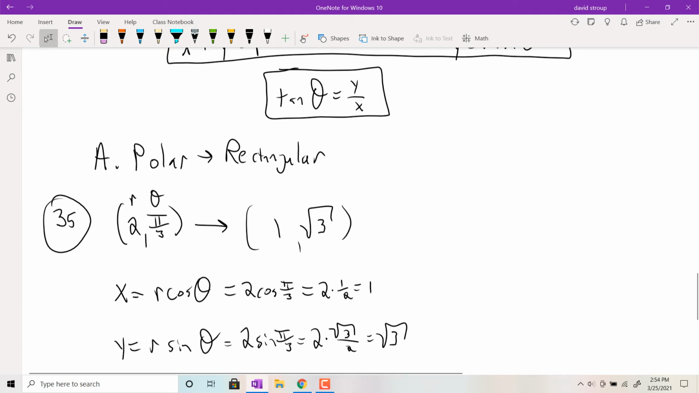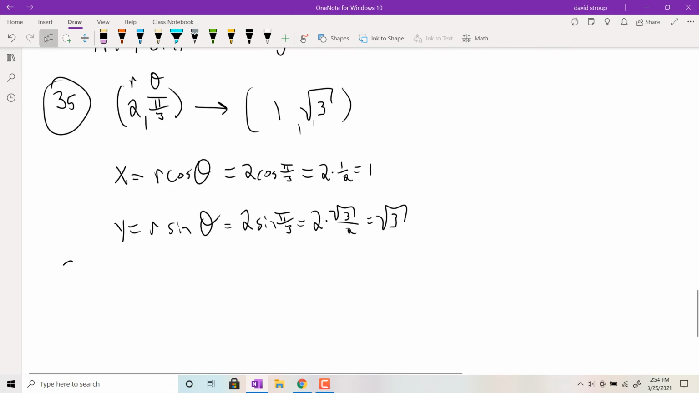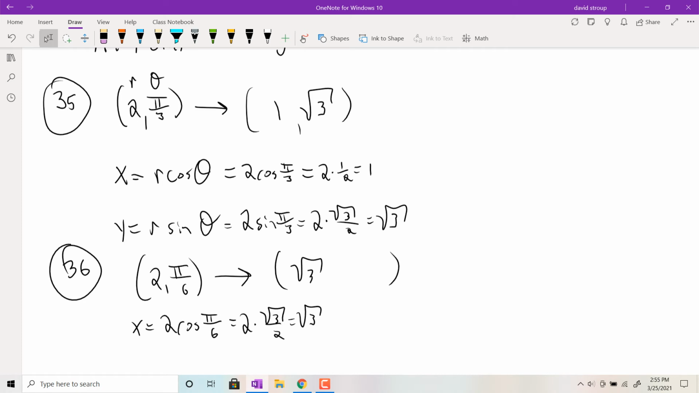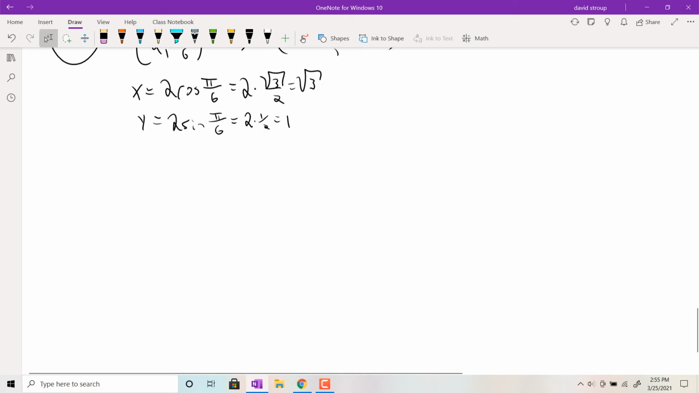Pretty easy, right? Let's do one more just to make sure. Number 36: 2 comma pi over 6. So x is equal to 2 cosine of pi over 6. That'll be 2 times root 3 over 2, which will be root 3. So it'll just be reversed. Then y equals 2 sine of pi over 6, which will be 2 times a half, which is 1. So yeah, pretty simple.